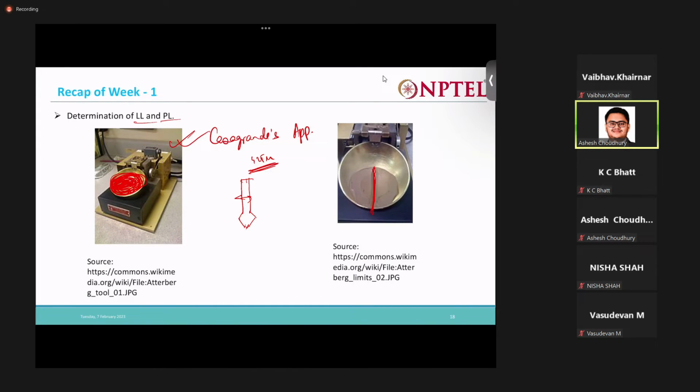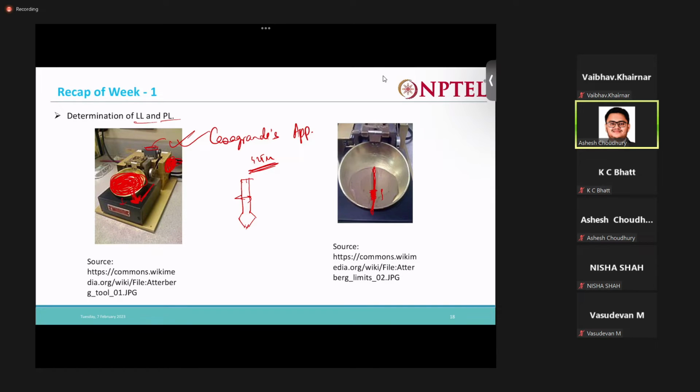After you make that groove, you keep on turning this machine. There is one handle, and if you turn this handle, this cup will keep on hitting this base, like tuck tuck. From here you can see the number of times it has hit the base. It is the number of blows that you have given. As you give these blows, the soil will keep on coming closer. After a considerable number of blows, the groove closes; this specification is given in the IS code. You can look into the IS code or any standard book.